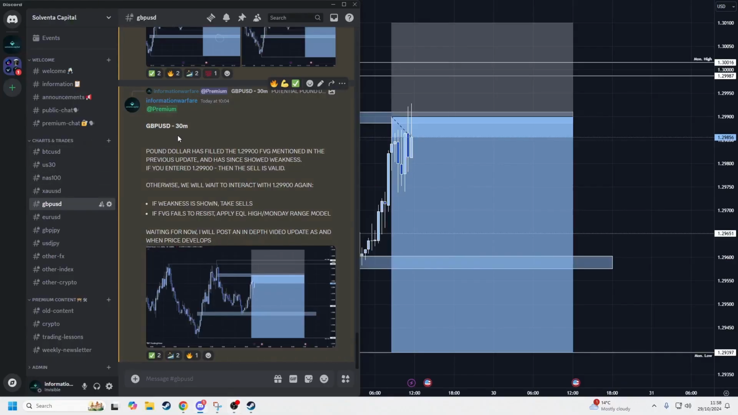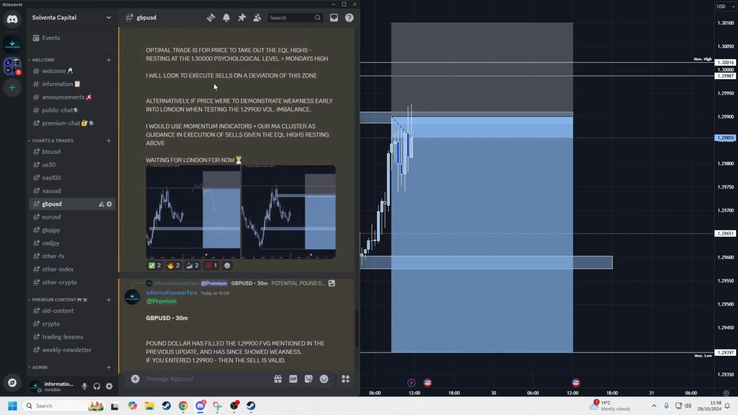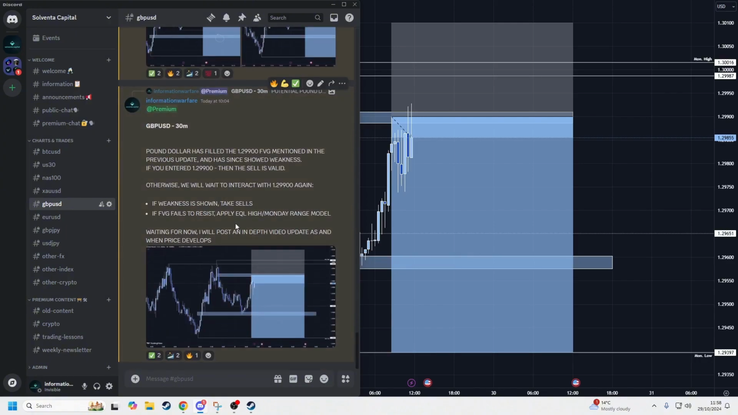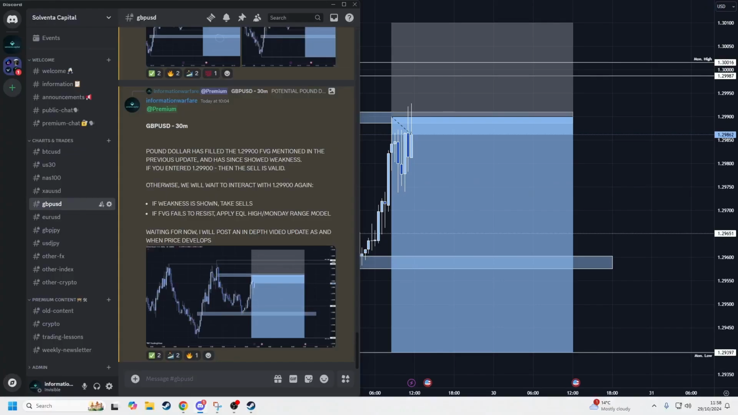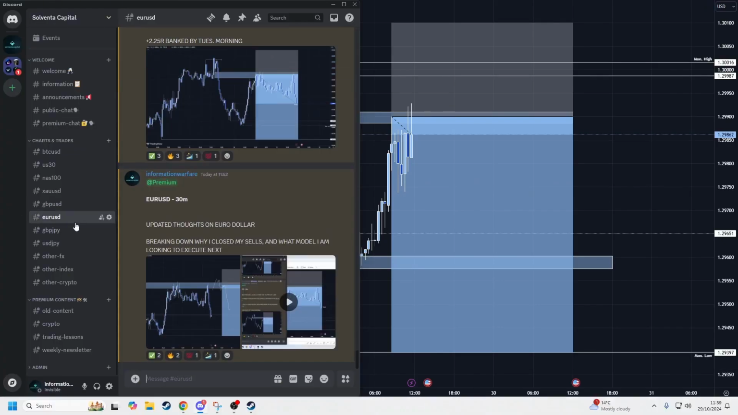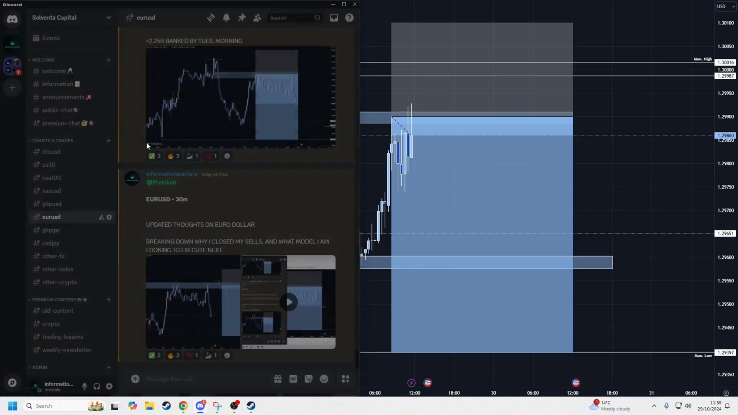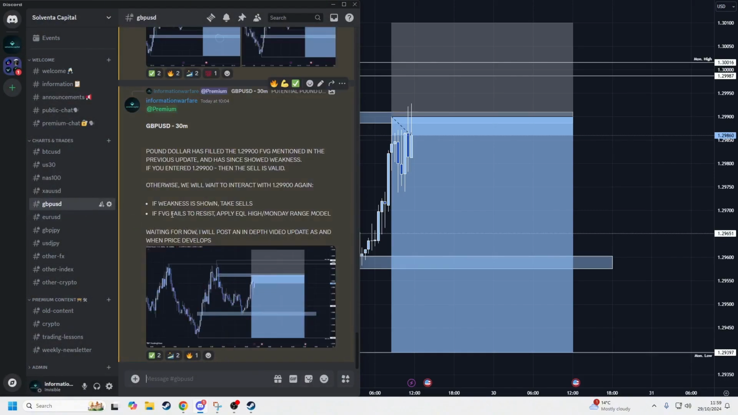Hello. So looking at pound dollar 30-minute chart, what I suggested in last night's update and this morning's London update is that if the 1.29900 FVG was filled and weakness was shown from it, then the sell is valid. It has been filled, weakness is being shown, and henceforth a sell is valid. With that said, I'm not going to be executing a sell for the time being. Similarly with what I suggested in the Euro USD update, how I think there could be a run of the stops, I believe the same in pound dollar.